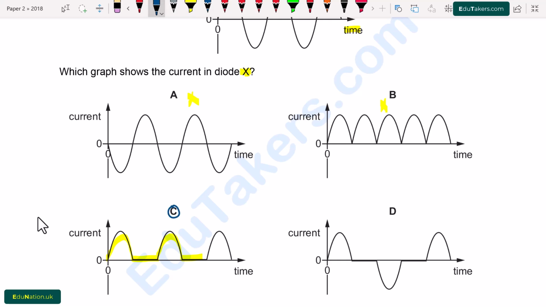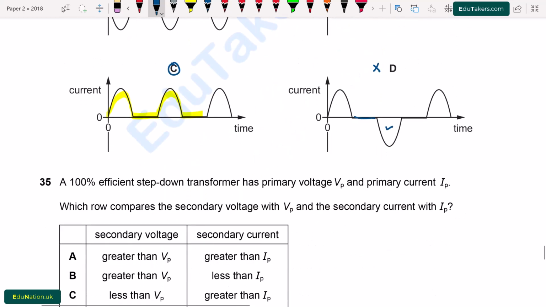In option D, we can see here the first half of the wave passes and then the second is blocked. Then for the next wave, this is shown in the downward direction, which shows that here is alternating current that changes its polarity again and again. So this is also incorrect. Only option C is correct.